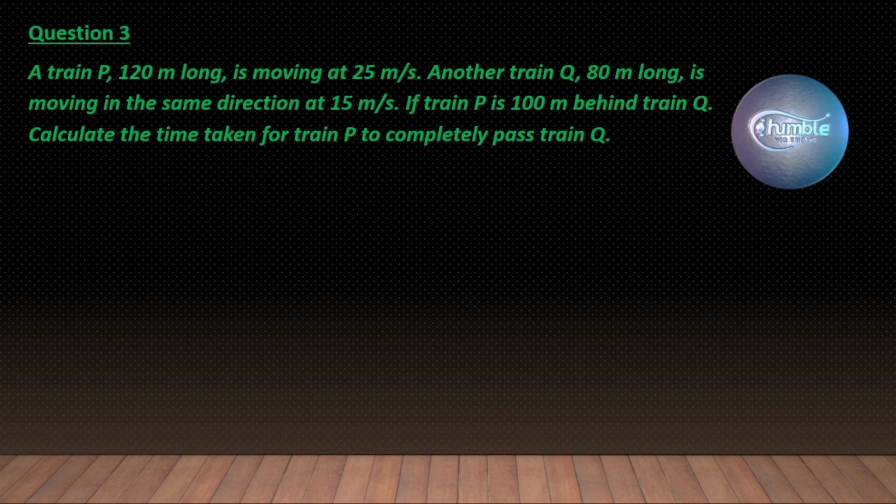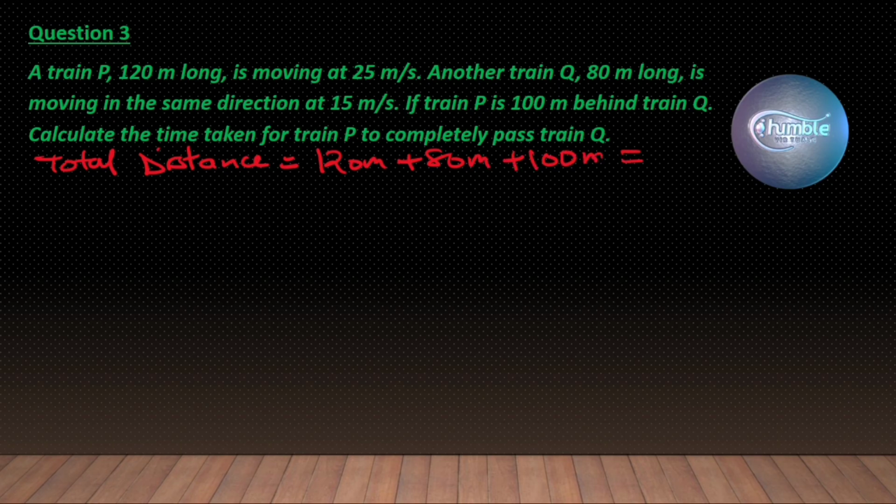And I said, if you're given the length of the bodies and the distance between them, then you need to add the two lengths plus that particular distance to get the total distance. So therefore total distance, which is also called relative distance, is going to be 120 meters plus 80 meters plus 100 meters. So this one should give us 300 meters, because 120 plus 80 is 200 plus 100, 300.